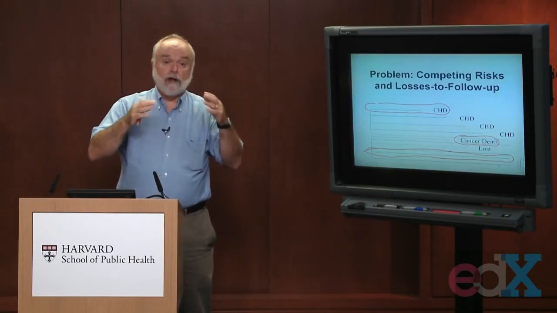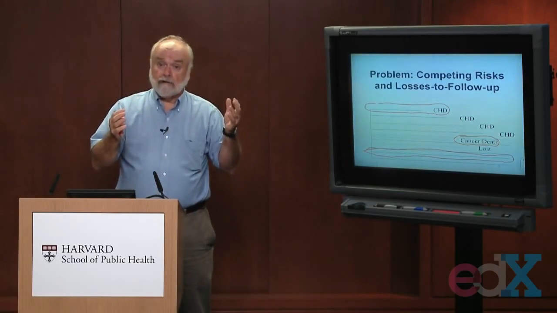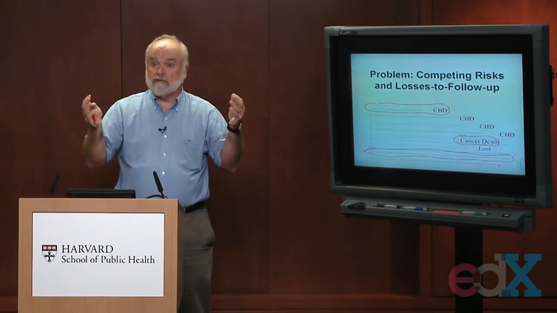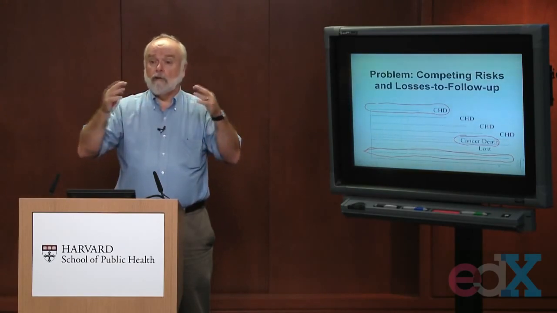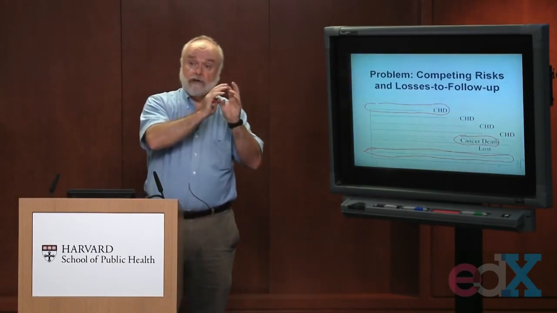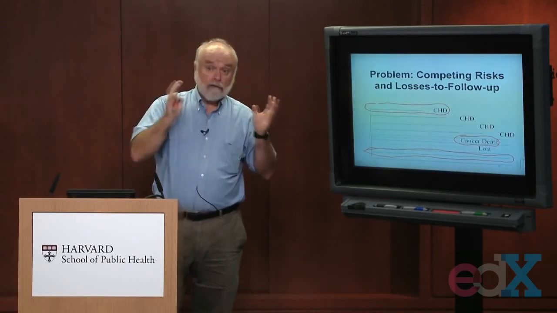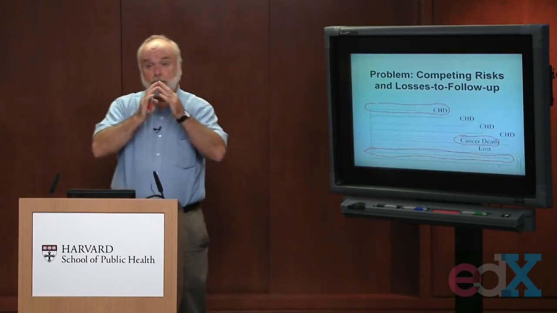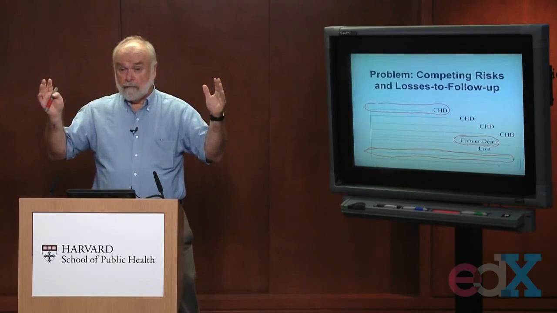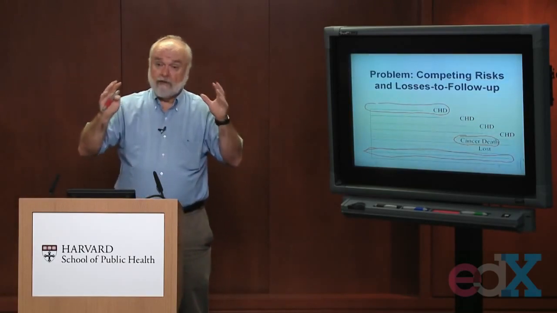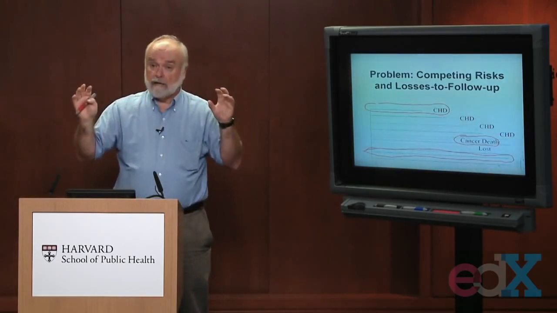So, deaths due to other causes besides coronary heart disease are referred to as competing risks. They make a person no longer at risk for developing your outcome of interest, coronary heart disease. And those things will happen, especially if you follow people for long periods of time, and especially if your outcome of interest is not all-cause mortality.